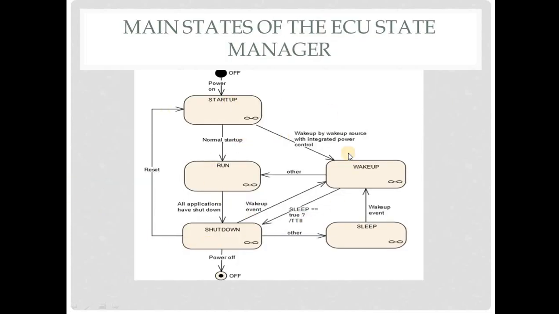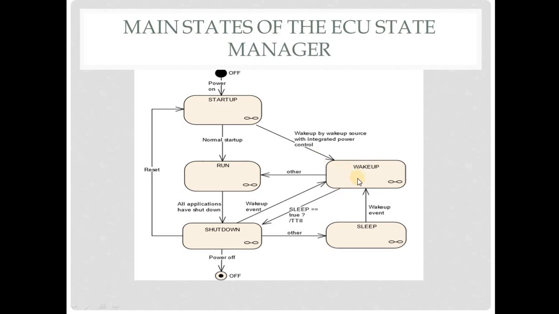Next comes the state machine of ECM. There are 5 states in the ECM module. We call them startup, run, wake up, shutdown and sleep state. First consider our ECU is in off state. Somebody switches the power. Then ECM will put the state to startup state. From the startup state, it can either go to run state or the wake up state.